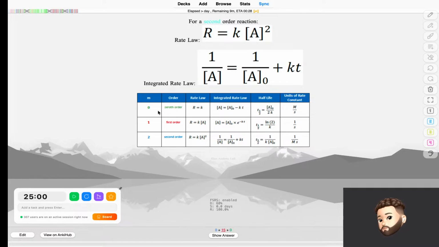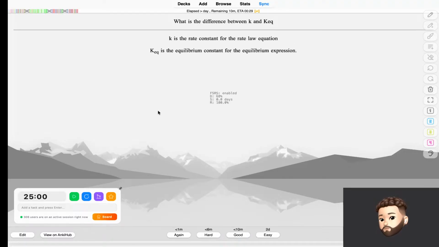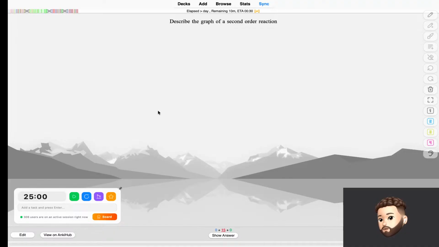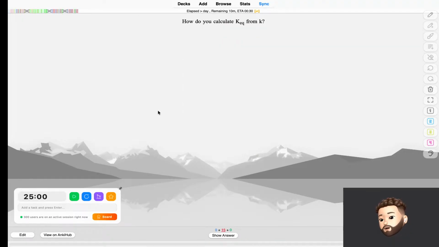So K is the equilibrium constant for the equilibrium equation, and k is going to be the rate constant for the rate law equation. It's going to be dependent on the square of one reactant or the product of two reactants. It's similar to the first order rate law, but it's going to drop steeper and flatten sooner. How do you calculate KQ from k? k forward divided by k reverse.